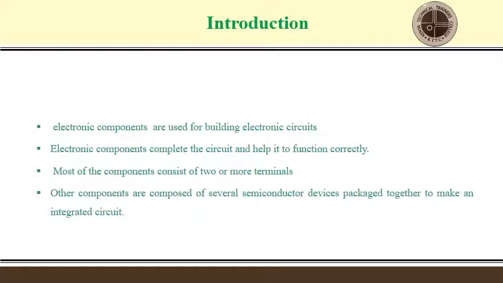Electronic components are used for building electronic circuits. The function of the electronic components in the circuit is to help it function correctly and to complete it. Most of these components have two or more terminals. These terminals are used to connect the component to other components in the circuit. Some other components are composed of several semiconductor devices which are packaged together to make an IC. An IC is an integrated circuit.